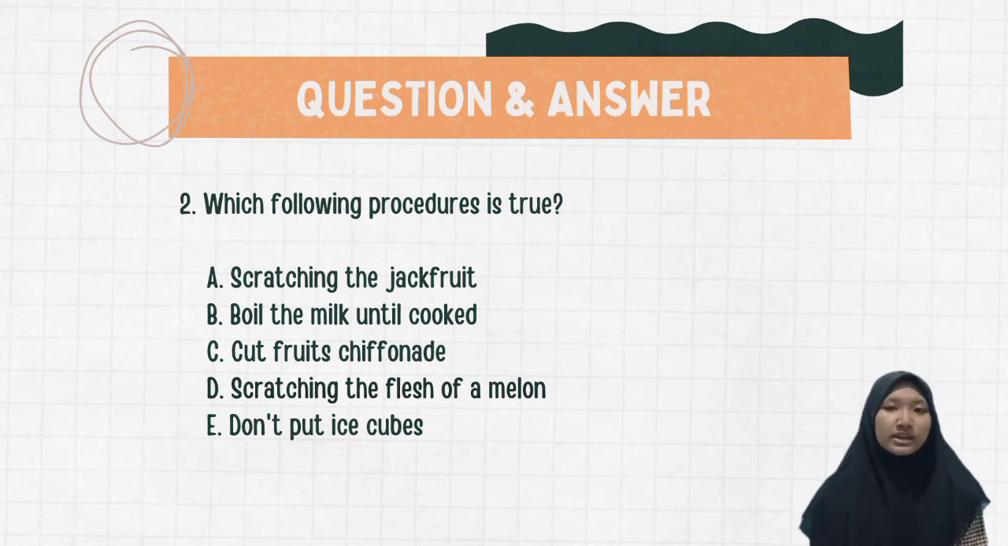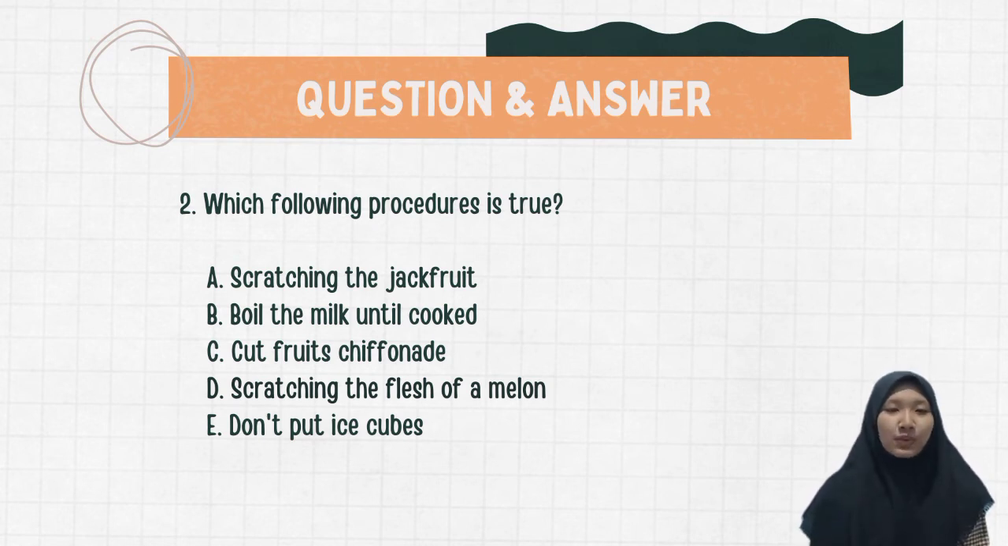The question number 2 is which following procedure is true. When we get a question like this, we need to find out which procedures are correct. Here all the answer options are about steps, so we just focus on the right steps. Option A is the wrong option because what is scratched is the flesh of melon, not the jackfruit. Option B is the wrong option because what is cooked is sugar water, not milk. Option C is the wrong option because the fruit is cut round or diced, not siphoned.